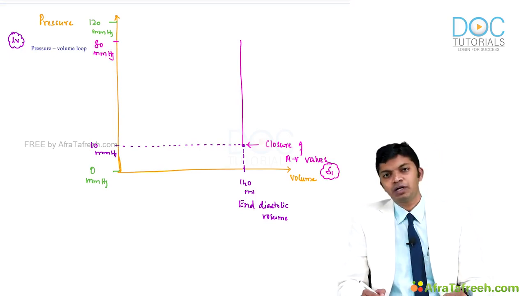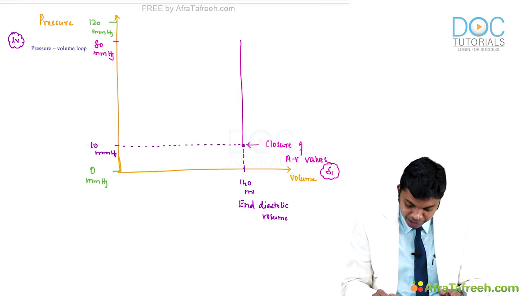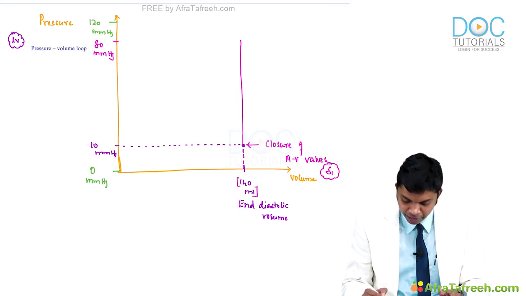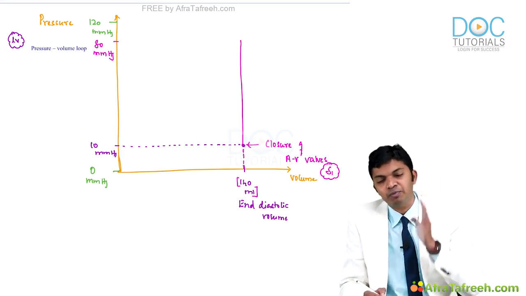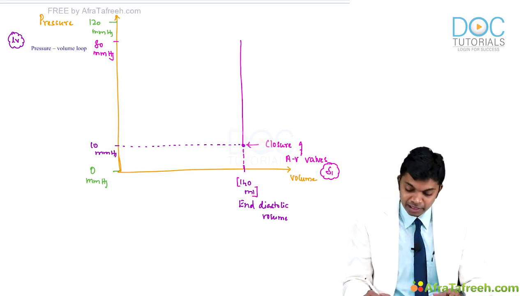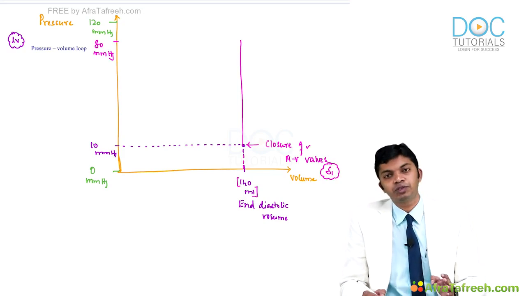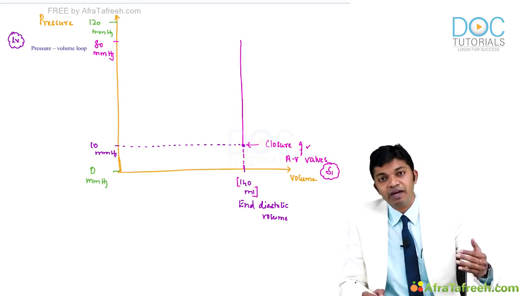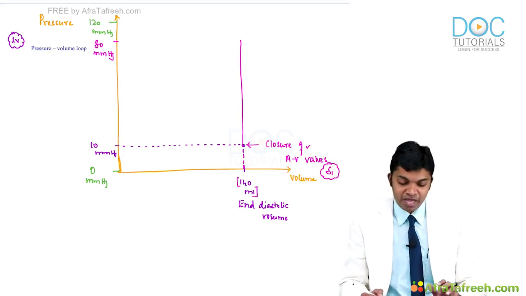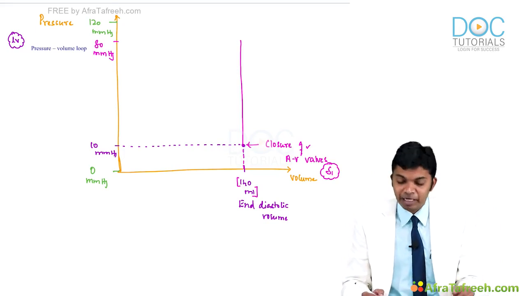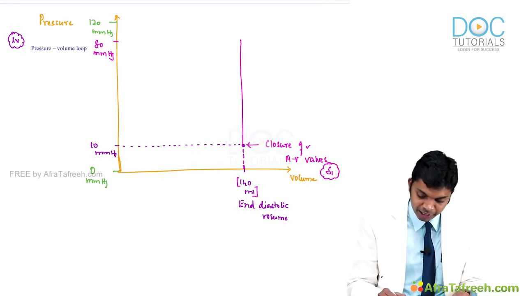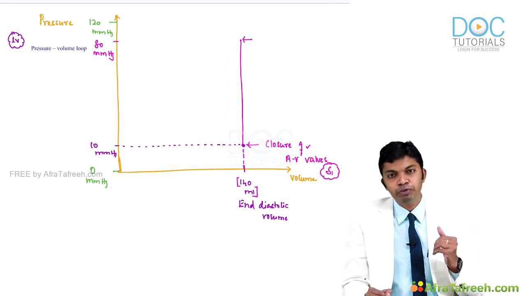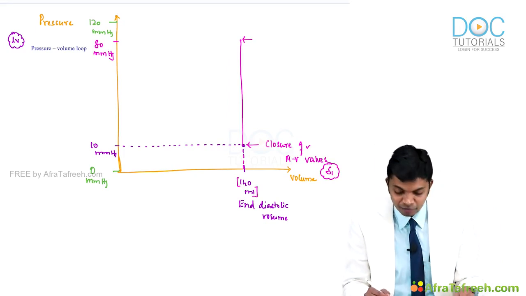Now, why is it called isovolumetric contraction? Because there is not going to be any change in volume. Just pressure alone is getting elevated, but the volume remains the very same 140 ml. And the reason is AV valves have just closed and semilunar valves are already in a closed state. As the pressure reaches 80 millimeters of mercury in the left ventricle, there will be enough pressure to push open the semilunar valves.